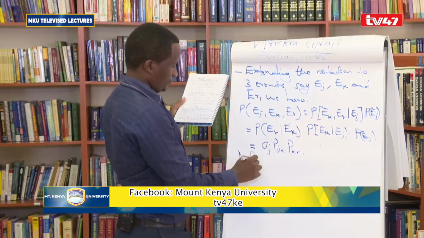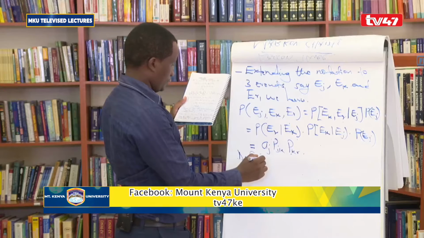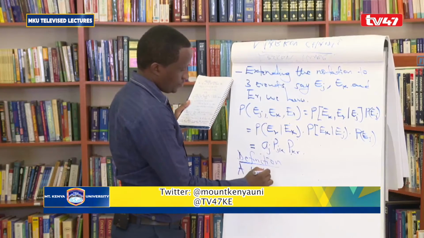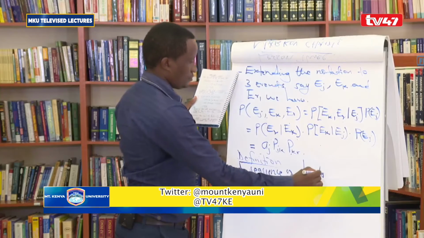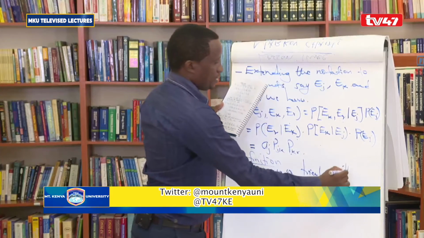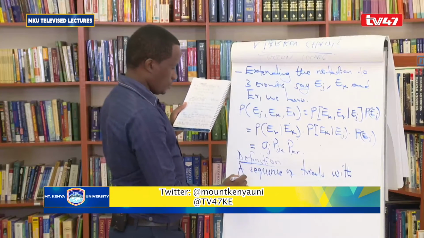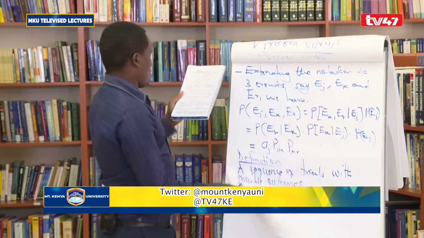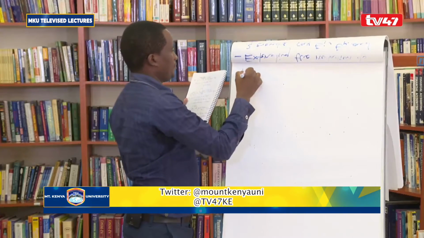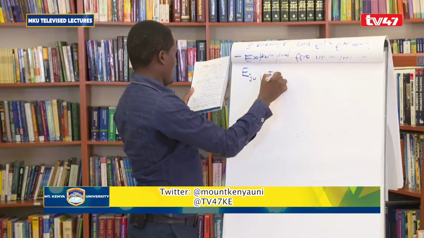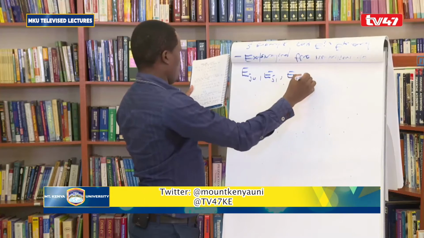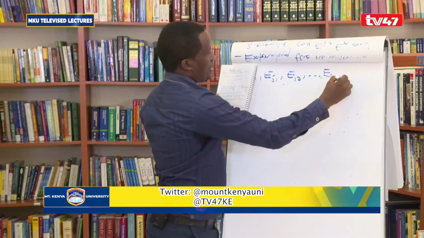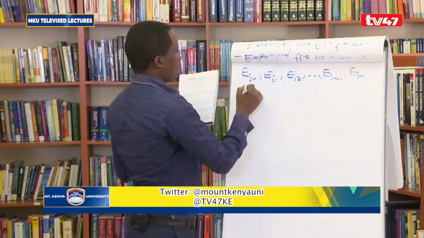Definition. A sequence of trials with possible outcomes EJ naught, EJ1, EJ2, all the way to EJn-1 and EJn is called a Markov chain.